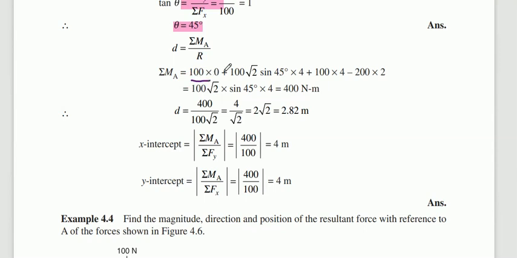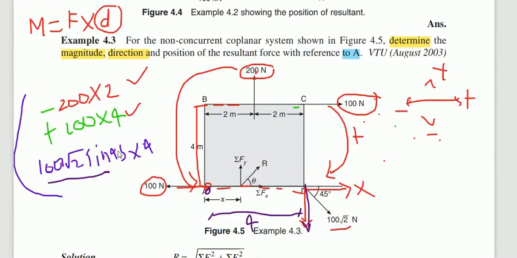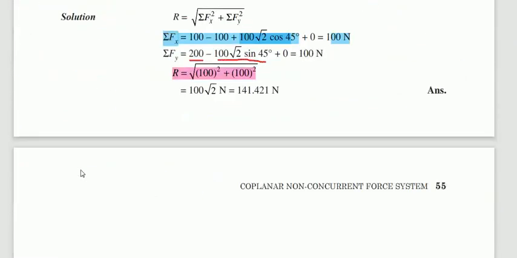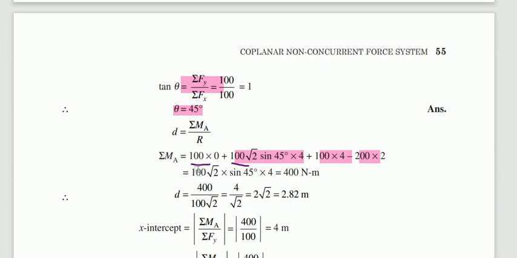You just leave about this. 100 root 2 sin 45 into 4, and 100 into 4, and 200 into 2, minus the same thing which I have written here. 200 into 2 is negative, and the remaining are positive. So like that, you have to take the moment at this point. Yes, is it clear? By simplifying this, you will get the answer. Yes, have you understood?